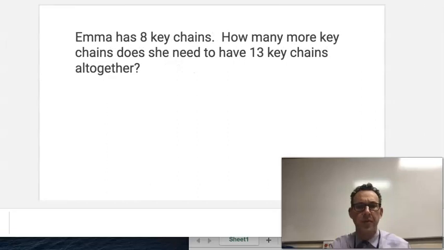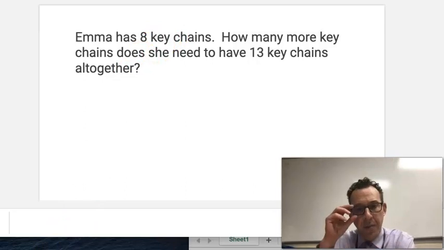But what about this one? Emma has 8 keychains. How many more keychains does she need to have 13 keychains altogether? Well, there's that key word. If I know that altogether means add, then I'm going to add 8 and 13 and get 21. But is 21 right in this situation? If she already has 8 keychains and she gets 21 more, will she have 13? Of course not.